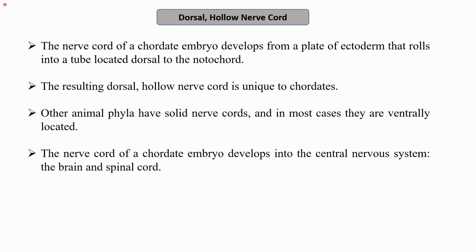Fine. So the second point is that we have a dorsal hollow nerve cord. The nerve cord of a chordate embryo develops from a plate of ectoderm that rolls into a tube located dorsal to the notochord. So this is present dorsal to the notochord, or it is present dorsally.